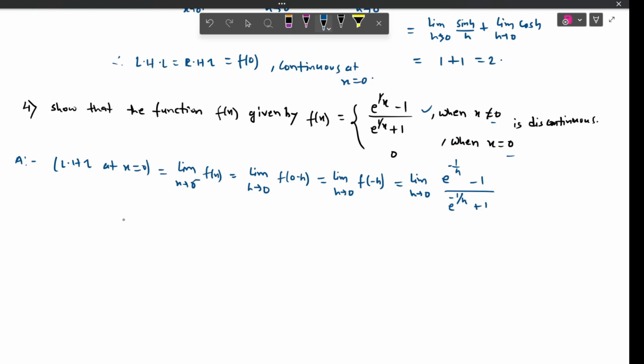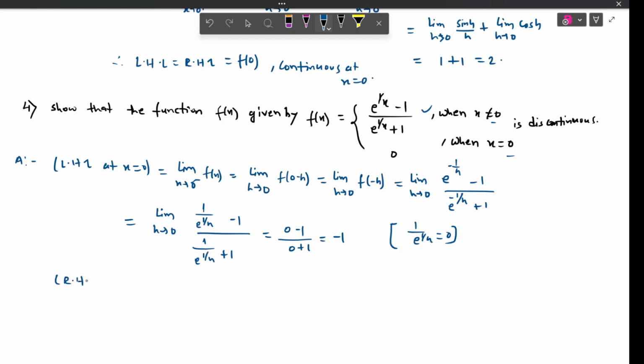Now see, e to the power minus 1 by h is 1 by e to the power 1 by h. So limit h tends to 0, (1 by e to the power 1 by h minus 1) by (1 by e to the power 1 by h plus 1). Now see, e to the power 1 by 0, that is e to the power infinity. E to the power infinity is infinity, 1 by infinity is 0. So 1 by e to the power 1 by h is 0. So it would be (0 minus 1) by (0 plus 1), that is minus 1.